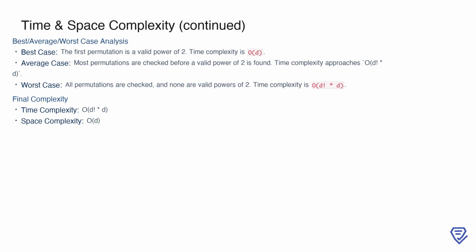In the worst case, every permutation is checked, and none of them corresponds to a power of 2. Here, the time complexity is also d * d. Summarizing the overall performance, the time complexity of the solution is d * d, while the space complexity remains d. This encapsulates the computational requirements of the algorithm across all scenarios.